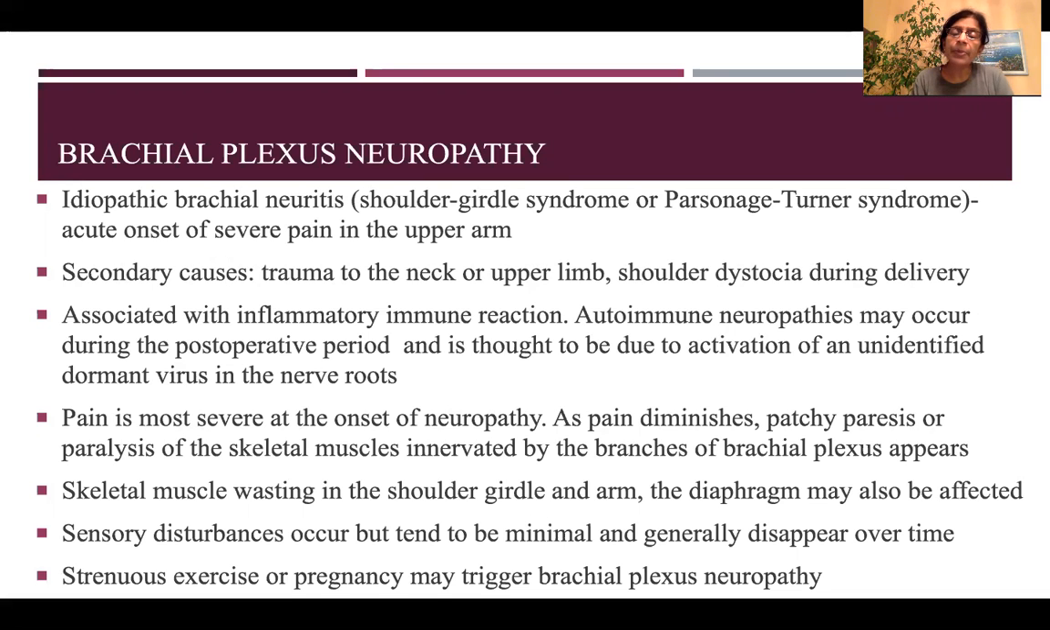Okay, so neuropathy is where there is inflammation of the plexus or the nerves that shoot off the plexus. Okay, what causes neuritis? Neuritis is inflammation of the nerves within the brachial plexus. The cause is unknown, so it's idiopathic. Okay, it's also called Parsonage-Turner syndrome. Okay, acute onset of severe pain in the upper arm. So you know the location and its distribution. So it's usually in the upper arm and in the shoulder area.